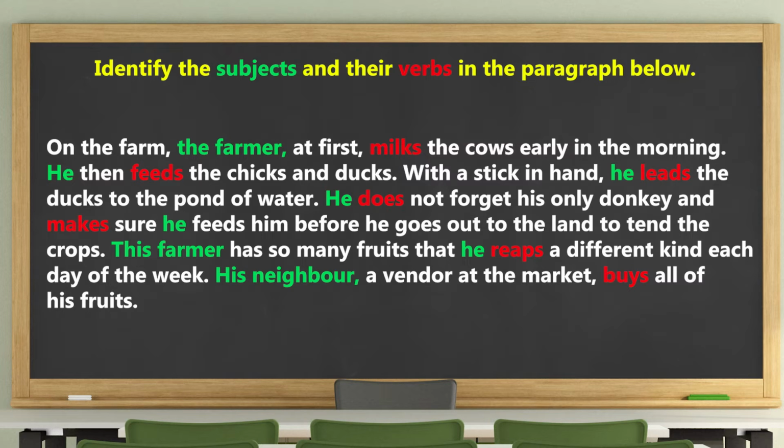What have we observed here? We have observed that all the subjects are singular in number, meaning that there is only one subject, the farmer, he, and his neighbor. They are also noun or pronoun.